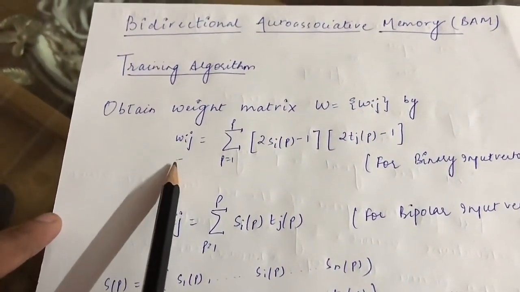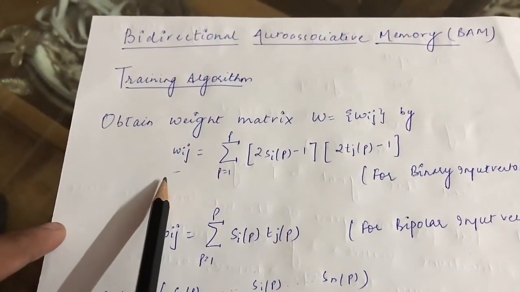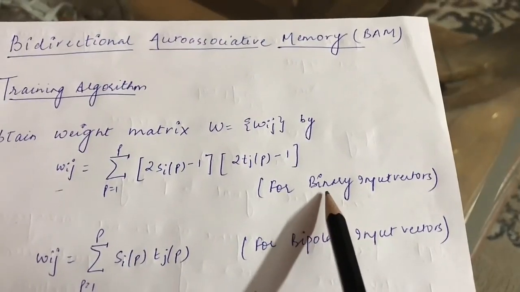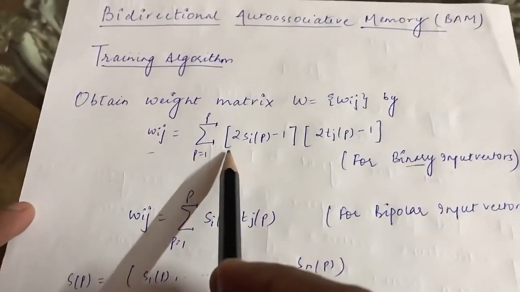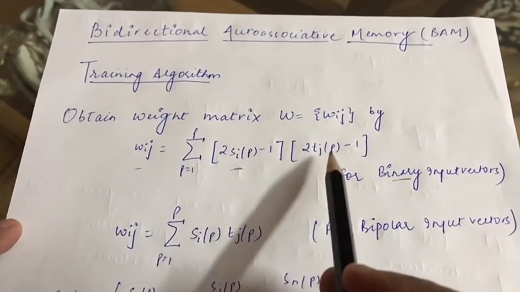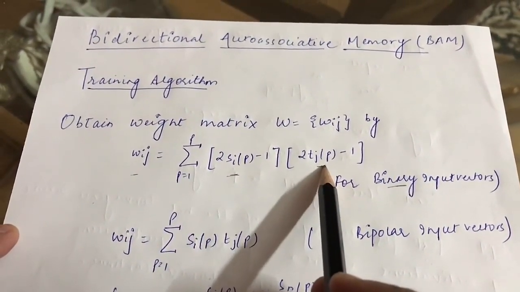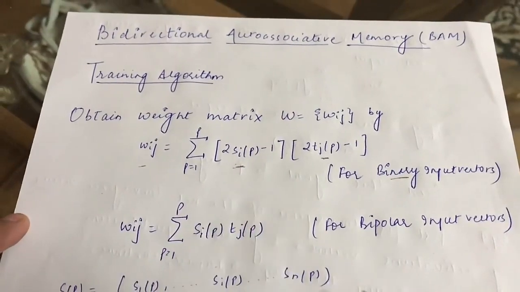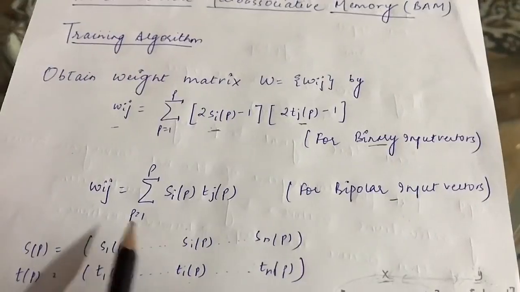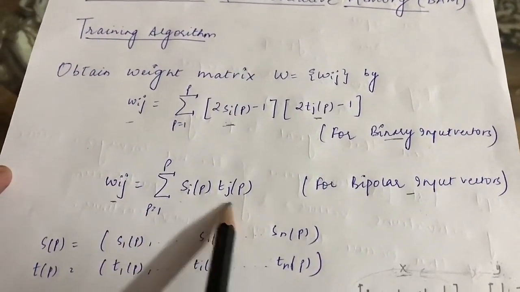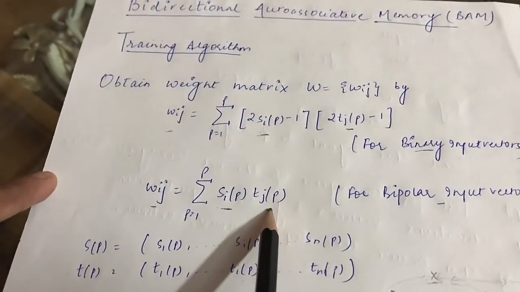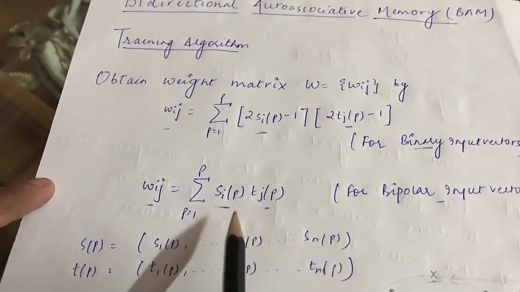The weight matrix can be obtained in two ways depending upon what kind of input patterns are given in the question. If the input patterns given in the question are binary, then the weight matrix is obtained using this formula, where SP represents the input patterns and TP represents the target output vector for the corresponding input pattern. And if the input vectors involved in the question are bipolar, then we obtain the weight matrix using this formula, where again SP represents the input patterns and TP represents the target output vectors for the corresponding input vectors.